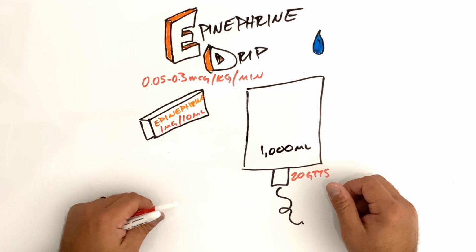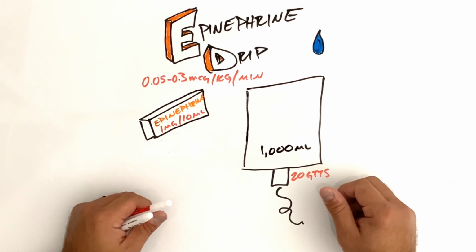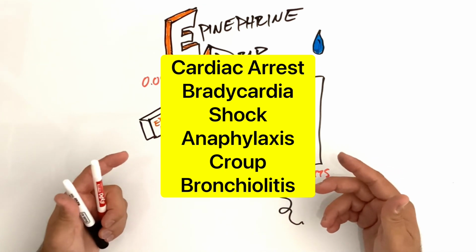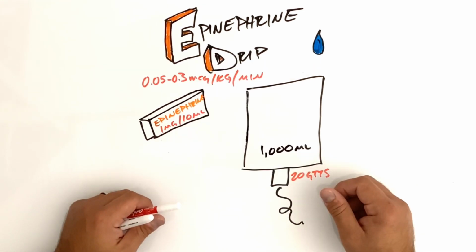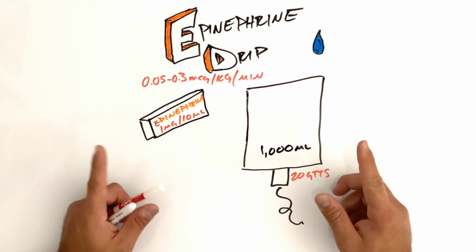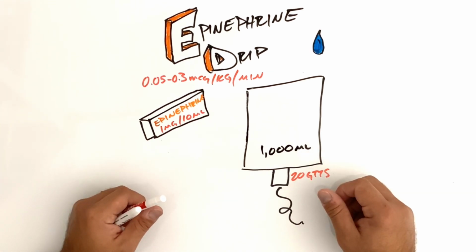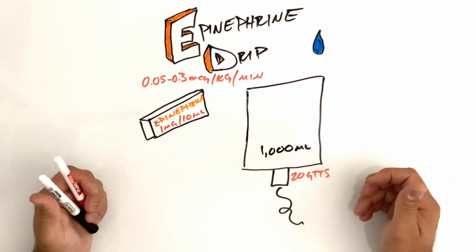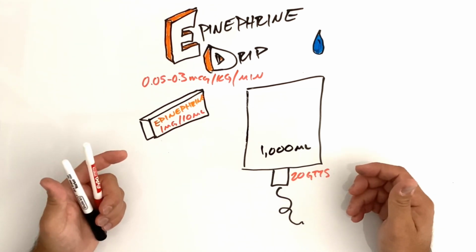So we know that we can use Epi for a lot of different things. We can use it for cardiac arrest, bradycardia, shock, anaphylaxis, you name it. Epi is a very versatile medication. And today specifically we're going to be using an Epi drip for shock that's unresponsive to IV fluids or cardiogenic shock with signs of fluid overload. So we have to mix it, and we're going to provide it to our patients.